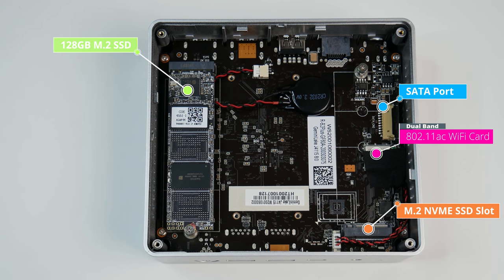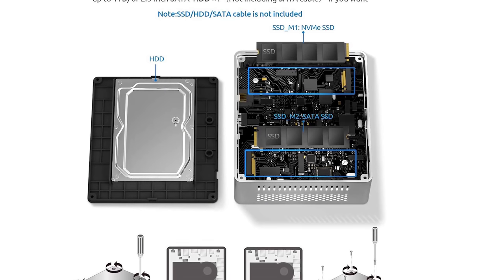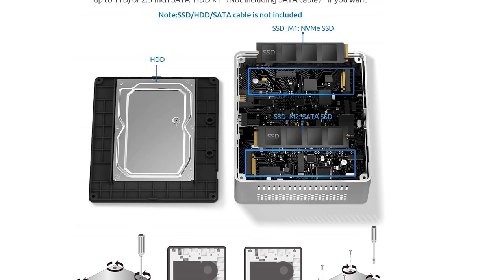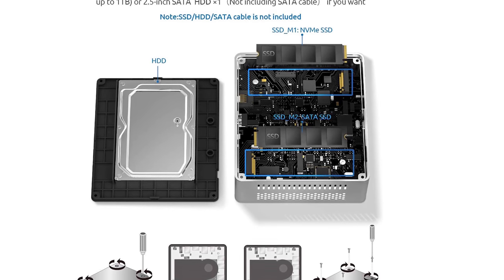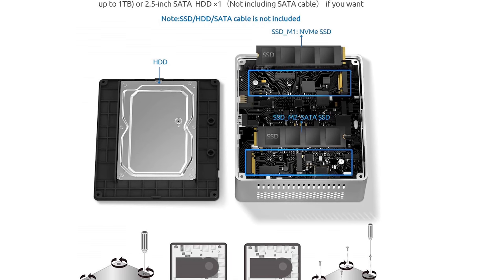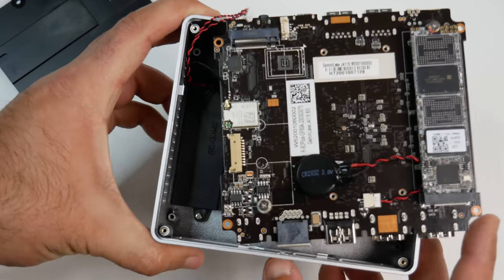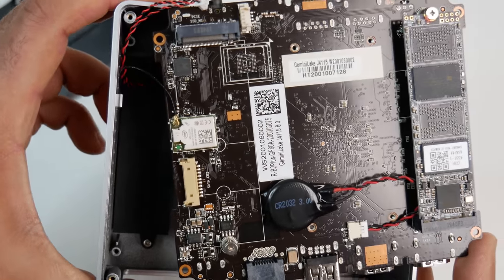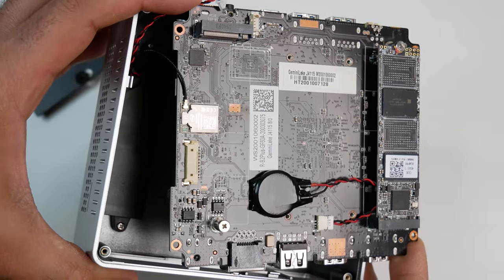You also have an option to add an additional third 2.5 form factor hard drive with the available SATA port, but you have to buy a cable for it, because the cable is not included with the mini PC. And according to documentation, you can add up to 2TB of 2.5 form factor hard drive to meet your daily storage needs. Moving on to the Wi-Fi card, which is a dual band 802.11ac wireless card, and it is soldered to the motherboard, so it cannot be replaced or upgraded.